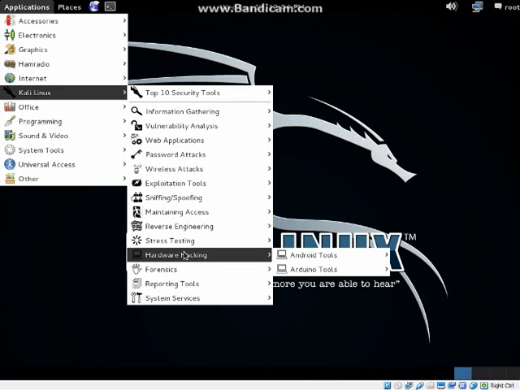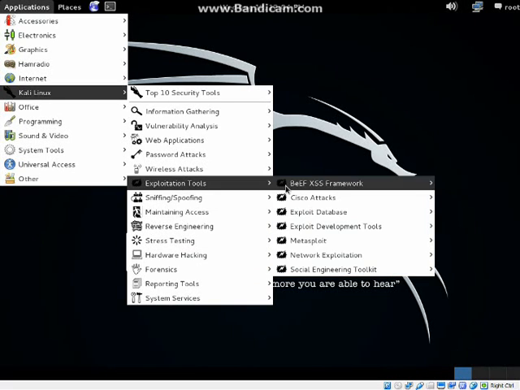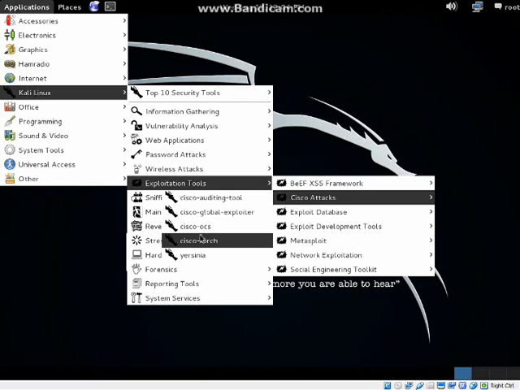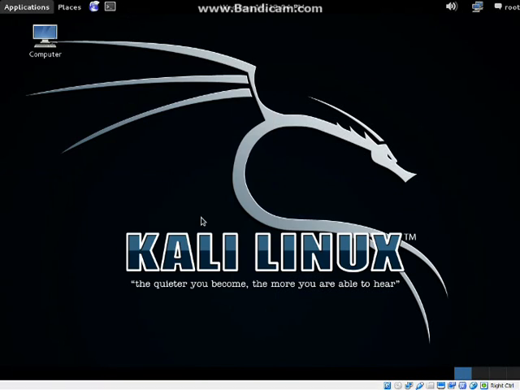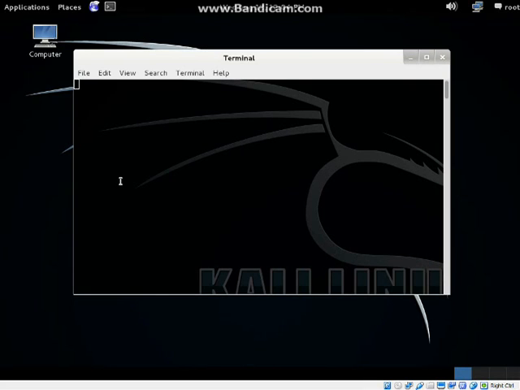There's Arduino tools. Exploitation, Cisco attacks. The global exploiter, which is pretty cool. It just runs out of terminal, which you have to load every time into terminal. And there's also Goldie's Marrow, which I think is an information gathering tool.